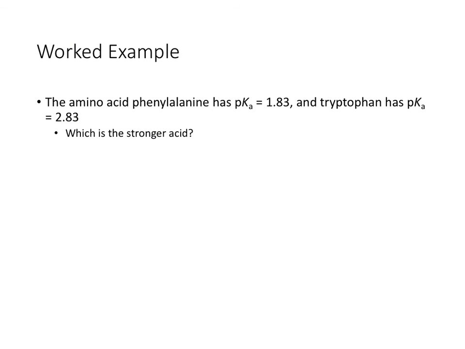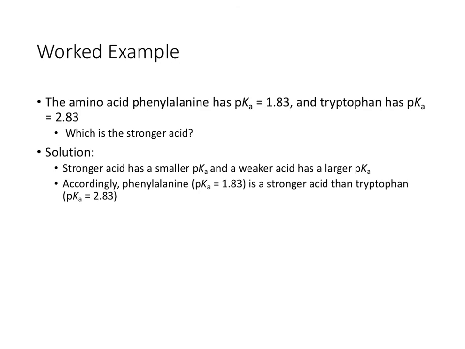Here's an example. Consider the amino acid phenylalanine. It has a pKa of 1.83. Let's compare that with tryptophan, which has a pKa of 2.83. Which is the stronger acid? The answer is that phenylalanine is the stronger acid because it has the smaller pKa.